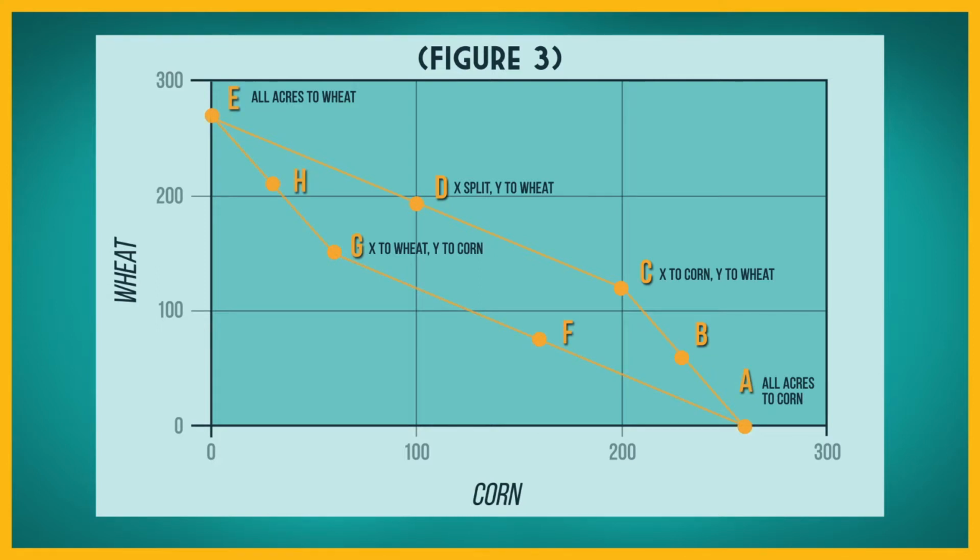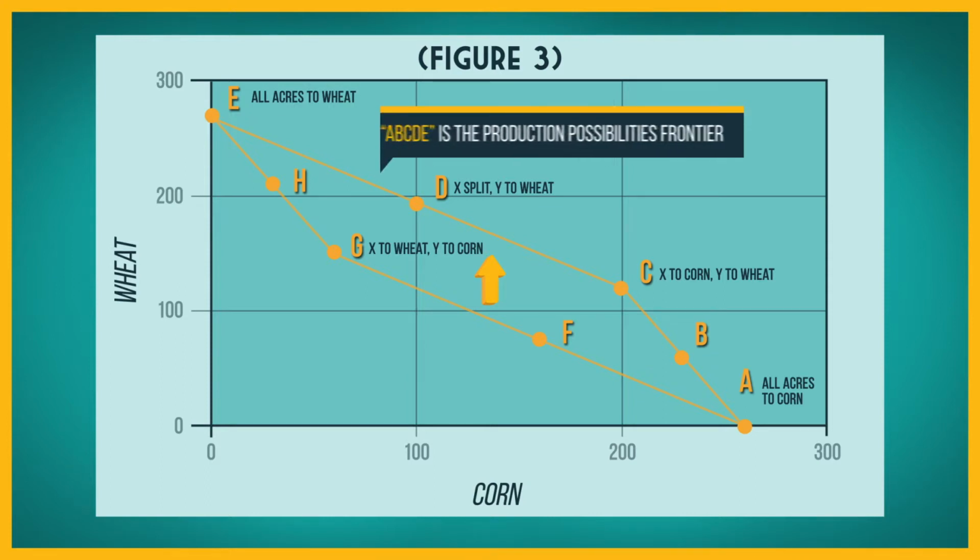The curve connecting points A, B, C, D, E is above the curve connecting points A, F, G, H, E. Since A, B, C, D, E is above A, F, G, H, E, A, B, C, D, E is the production possibility frontier. The economy gets a maximum combination when it allocates X to corn and Y to wheat, but is inside the frontier when it allocates X to wheat and Y to corn.